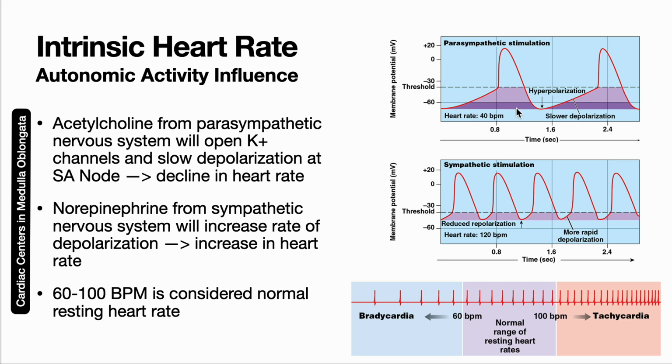So the parasympathetic nervous system is taking the cells further from threshold, which decreases the likelihood of depolarization, which slows the heart rate down, versus norepinephrine in the sympathetic. It's bringing the cells closer to threshold, making them more likely to depolarize, and so we see an increase in heart rate. Normal heart rate at rest is between 60 and 100 beats per minute. And this little graph down here is just demonstrating that, and how if it gets faster, we call that tachycardia. And if it gets slower, we call that bradycardia.